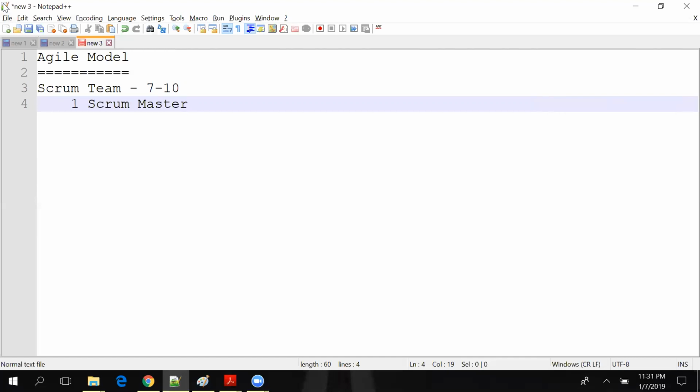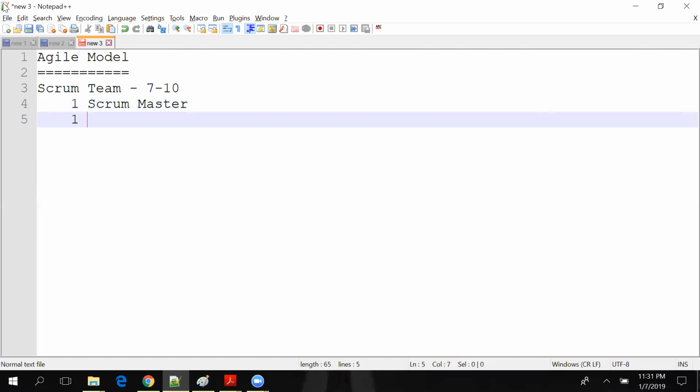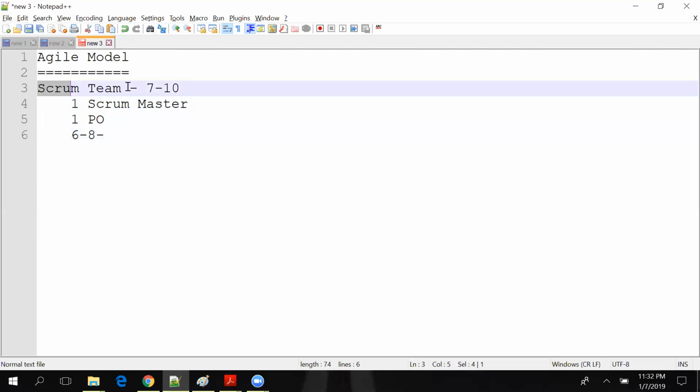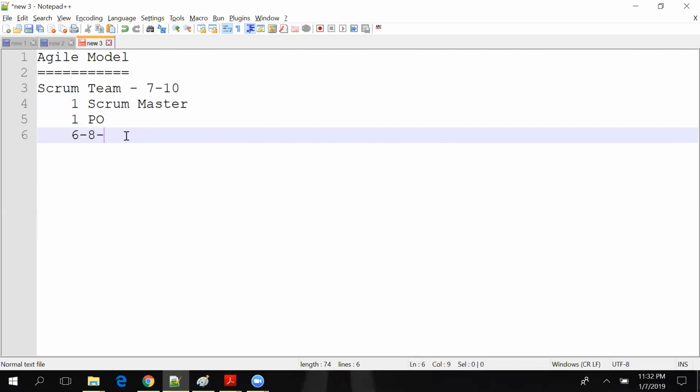Though there will be one Scrum Master, there will also be one business owner or product owner. He will decide how the functionality will be and how it will go, and all the remaining 6 to 8 members will be part of the Scrum team. It includes QA, dev, and all. So first, in Agile there will be a Scrum team of 7 to 10 members, with one Scrum Master and one PO.